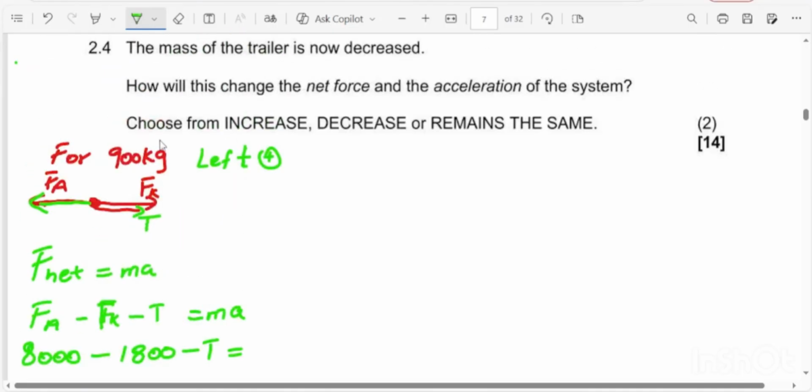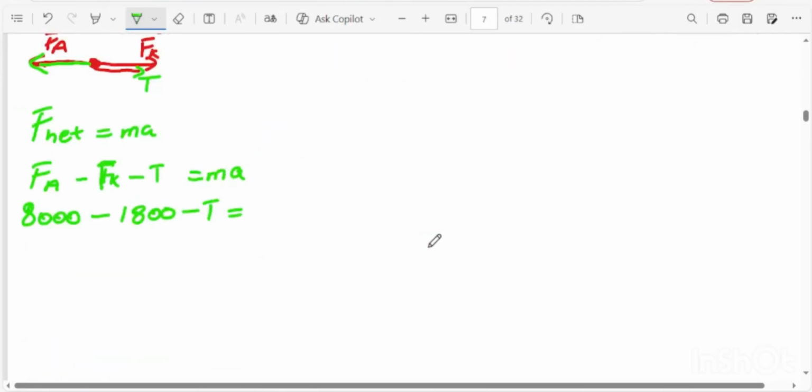Remember we said what is this for? The 900 kg block. So it's going to be minus 900 times 8. So now you just have to isolate the tension, but before that let's try to add the like terms. 8,000 minus 1,800, if you put it on the calculator, this should give you 6,200 minus T, which is equal to 900a. So let's move the tension to the other side so that it can be positive.